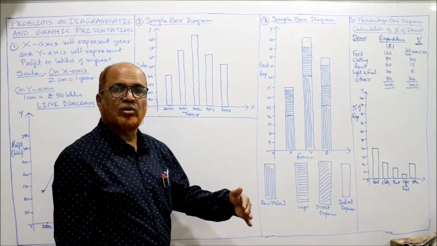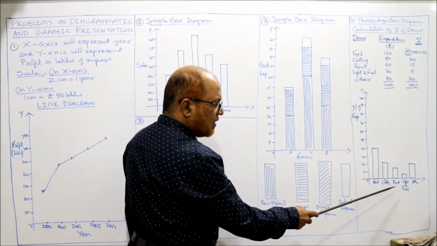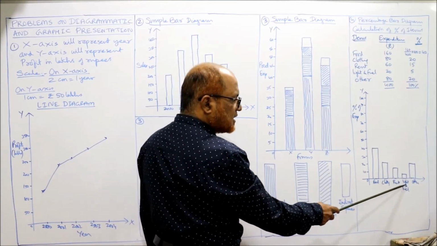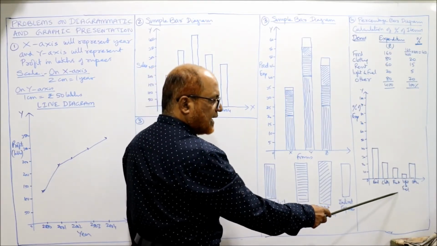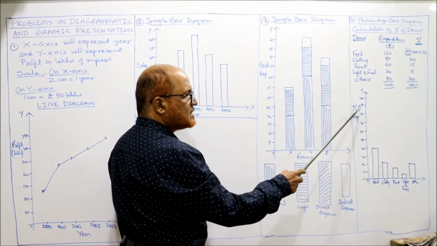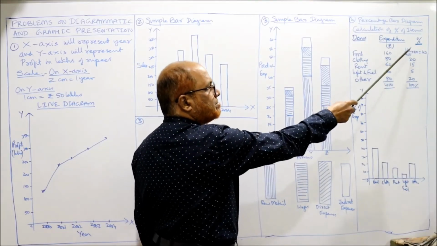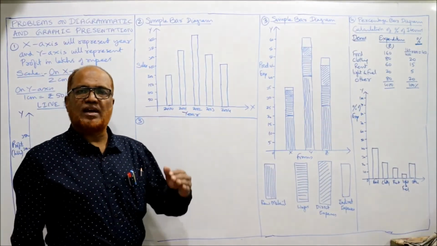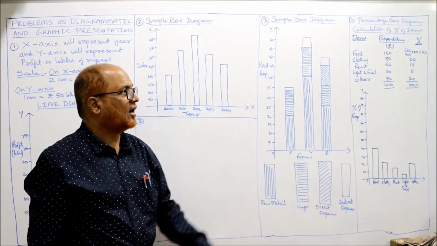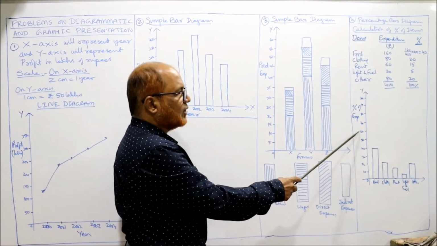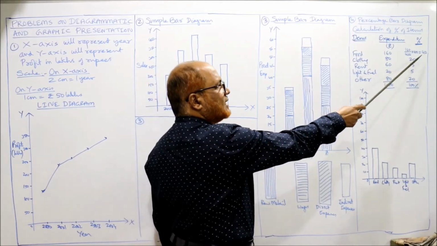Now these percentages we have to depict in the bar diagram. On the x-axis we have taken food, clothing, rent, light and fuel, other, these 5 items. On the y-axis we have taken percentage of expenditure. We are not showing the actual expenditure, we are showing the percentage expenditure. So on the y-axis we are taking 0, 10, 20, 30, 40, 50 up to 100%.